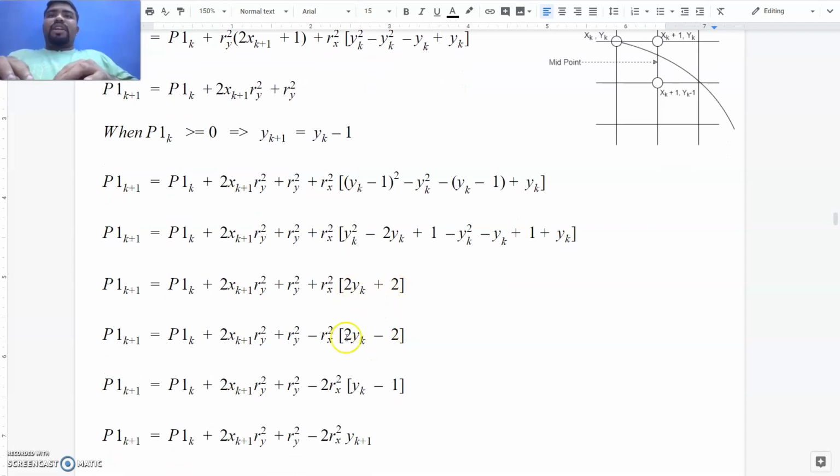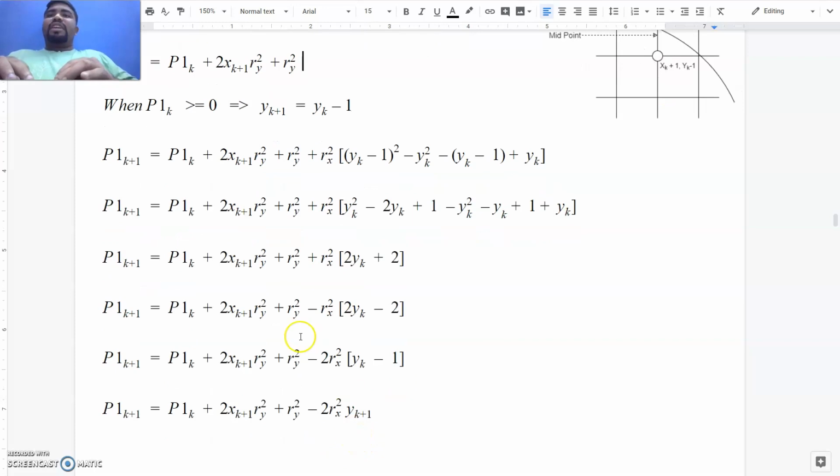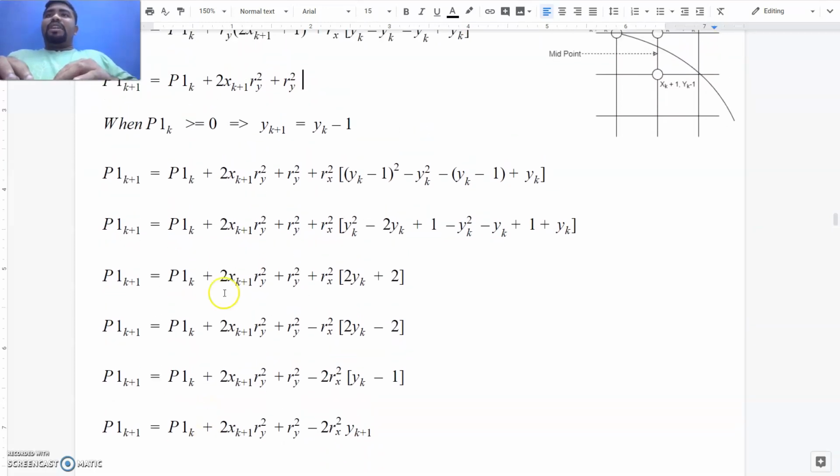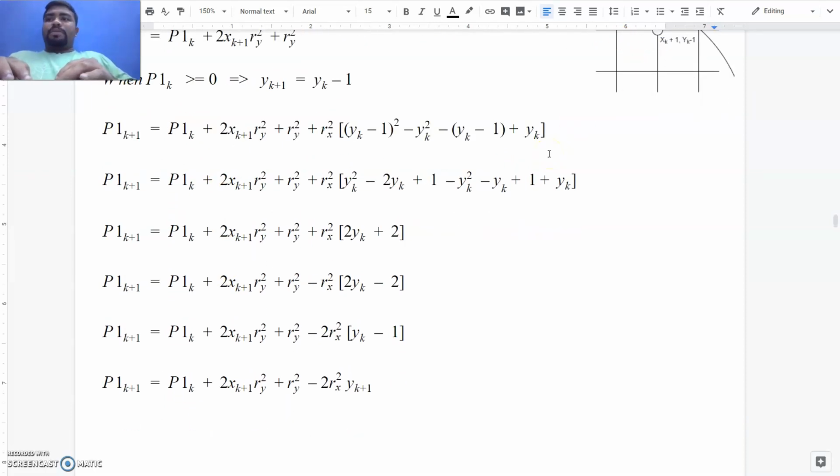This 2yk plus 2, I can take 2 outside, right? And when I take 2 outside, it looks like yk minus 1, which is what? It is y next. So we clearly know that yk minus 1 is y next. So we can directly write it as yk plus 1. So this is how we get the decision parameter in case the point lies outside or on the circle, or sorry, on the ellipse.